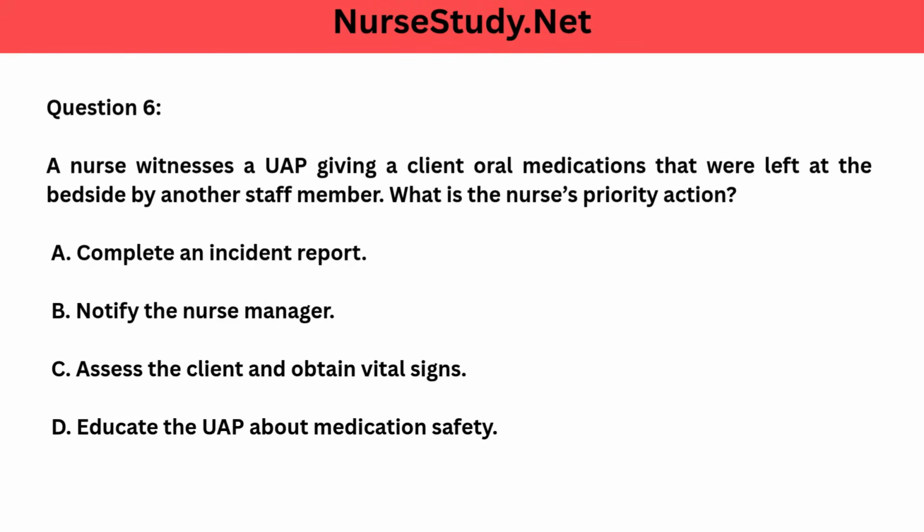Question 6. A nurse witnesses a UAP giving a client oral medications that were left at the bedside by another staff member. What is the nurse's priority action?